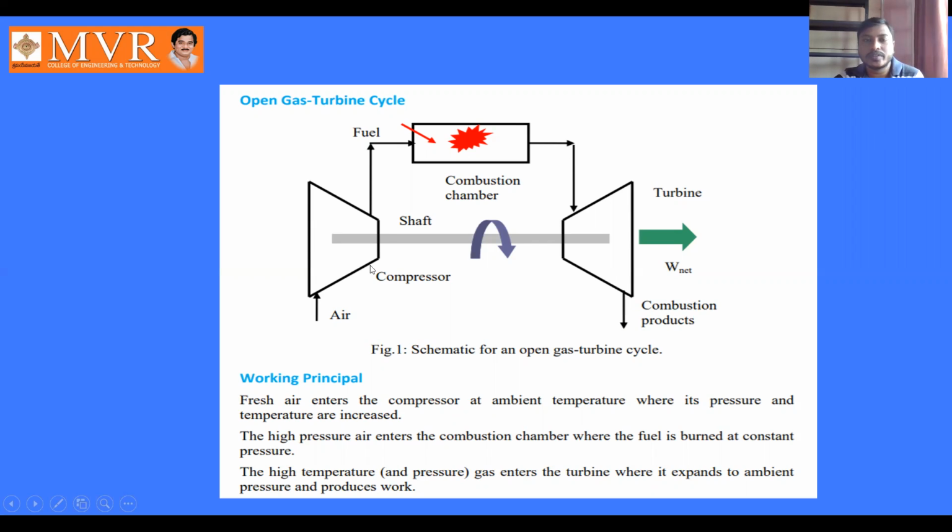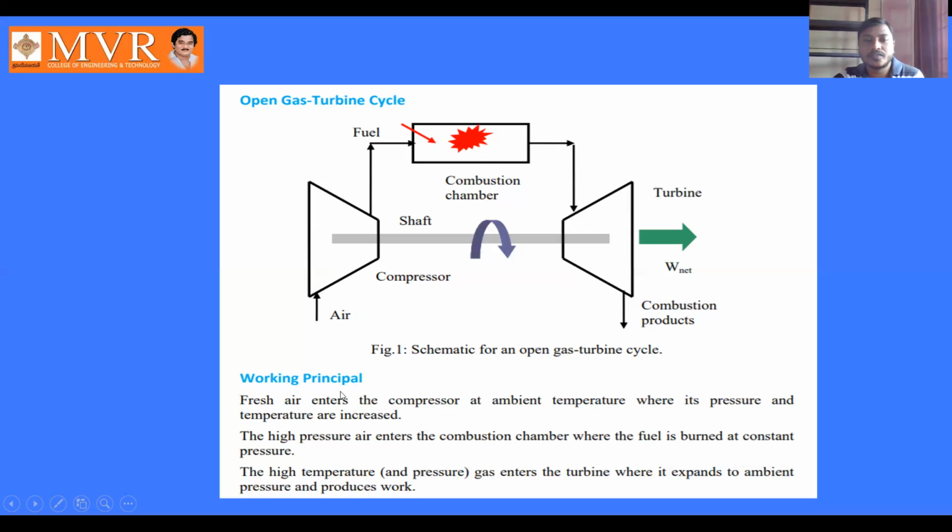This is the open cycle gas turbine: the air enters the compressor, where it is compressed, and then enters the combustion chamber with high pressure and temperature. We add fuel to this air and carry out combustion. After combustion, the air enters the turbine, where it expands, and it is then released into the atmosphere.